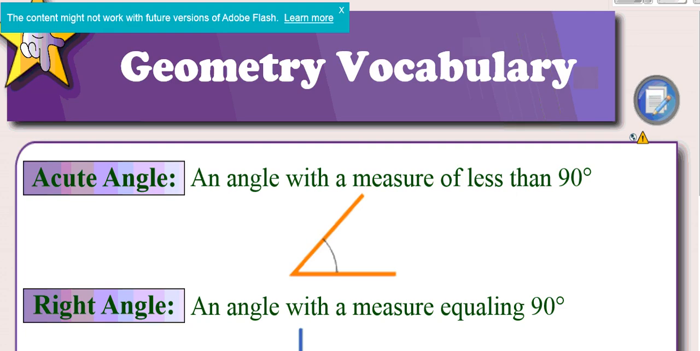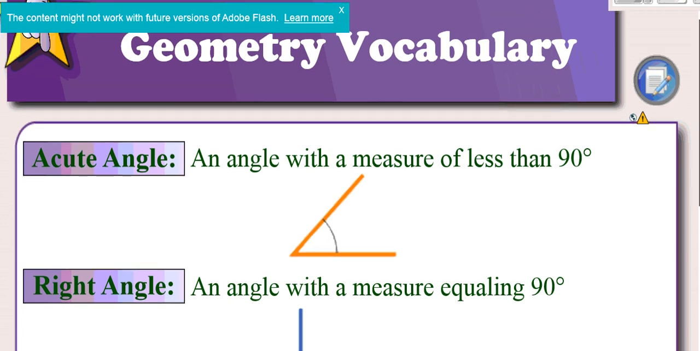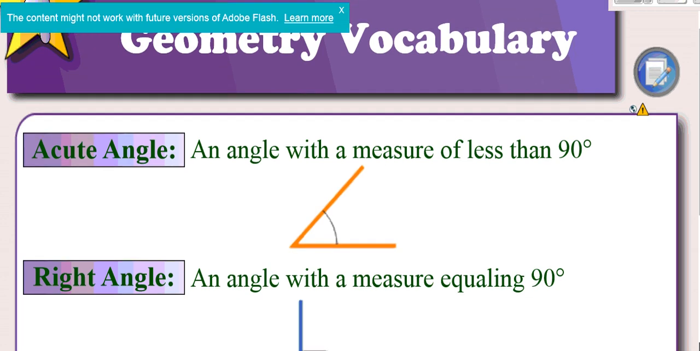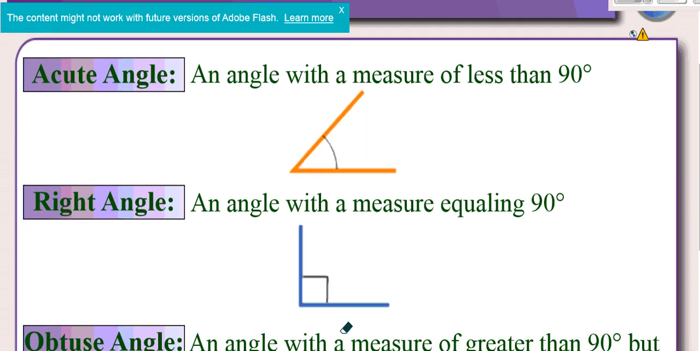So we've got some different names for angles. Acute. Acute always makes me think of something small, like a cute puppy is a small dog. So the word cute just makes you think small. So acute means it's a small angle. It's less than 90. And then there's right angles. Probably knew that one already. A 90-degree angle.